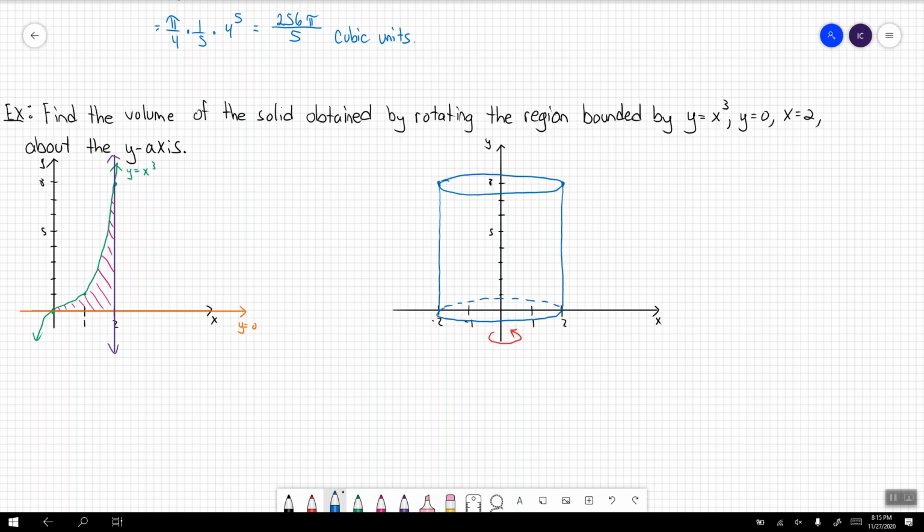There we are. But now the inside of this figure is where we have that volume that we're trying to find. It's not the volume of this cylinder, but it's a volume that's bounded inside of that cylinder. And that volume that is bounded inside of this cylinder is made by x cubed.